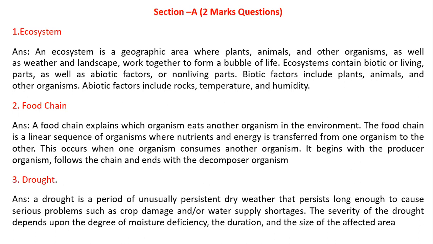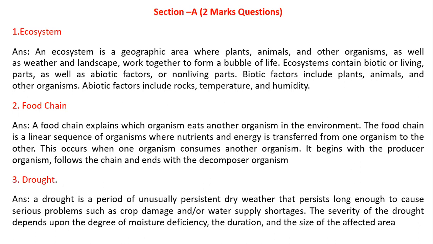So let us see some of the important questions that come under Section A, which is for 2 marks. The first question is: what is an ecosystem, or define an ecosystem? An ecosystem is a geographic area where plants, animals, other organisms, as well as the weather and landscape work together to form a bubble of life.